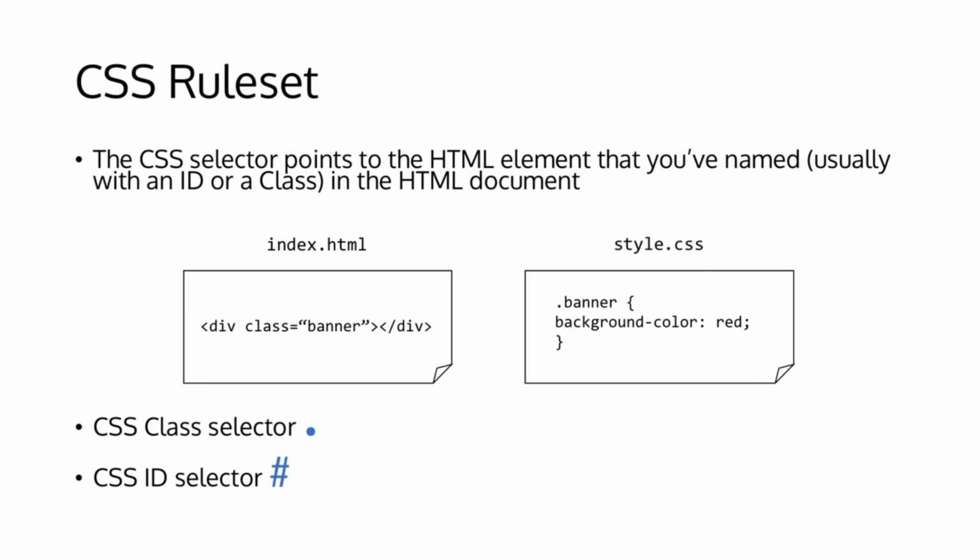We have 3 kinds of selectors in CSS. We have a class selector, which is just a period, and we have an ID selector, which is a hashtag symbol or pound symbol, depending on how old you are.